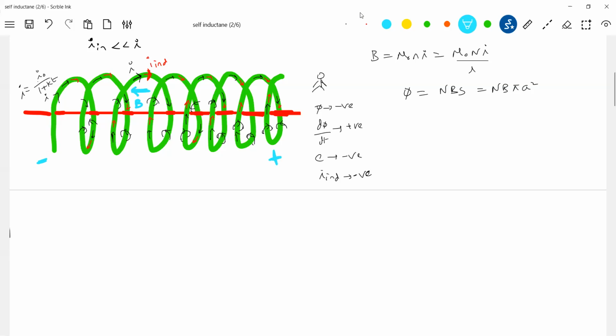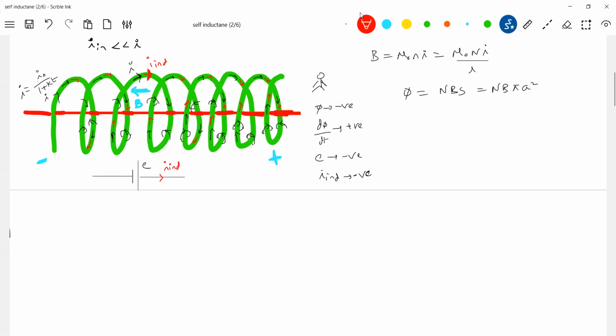This will act like a source. I can replace this directly with a cell. Sir, how are you replacing this with a cell? Yes, it is a source of EMF. Then why will this end be positive? Because here the induced current is in this direction. A conventional current should leave the positive terminal. So this entire solenoid I can replace with an equivalent cell.